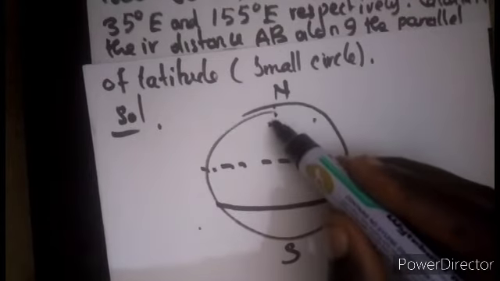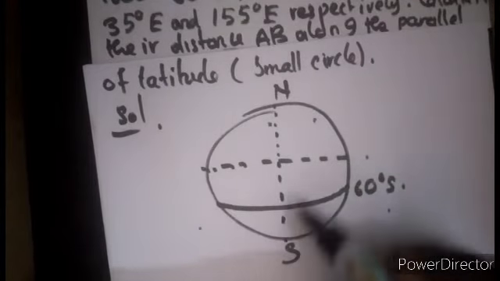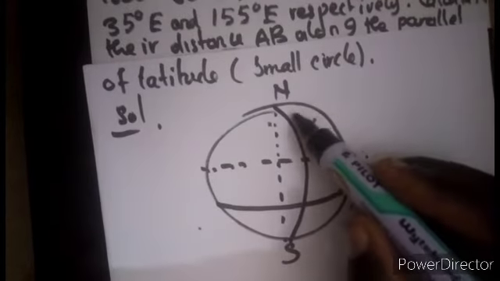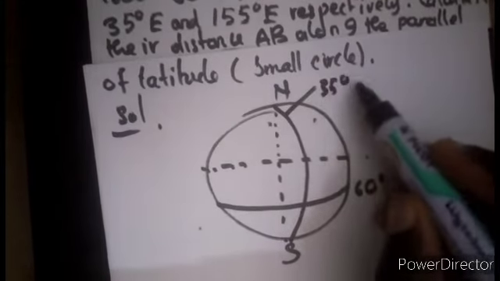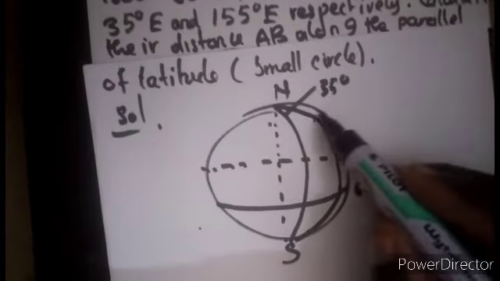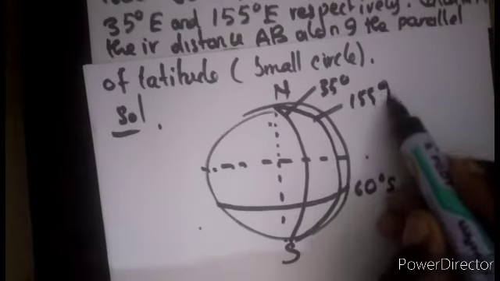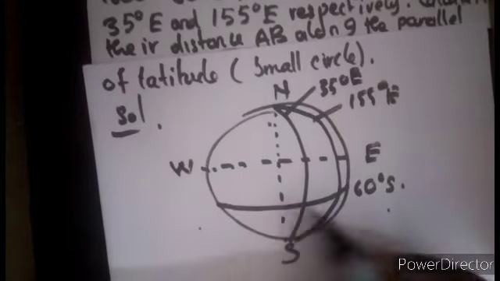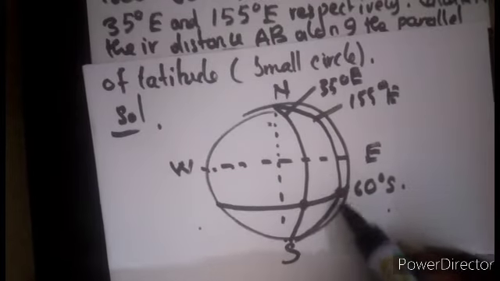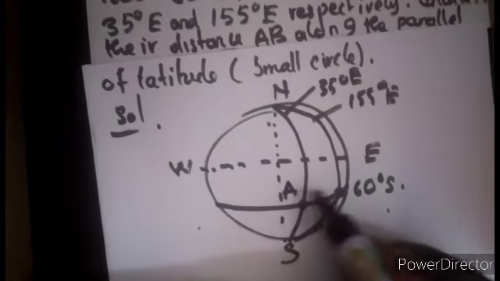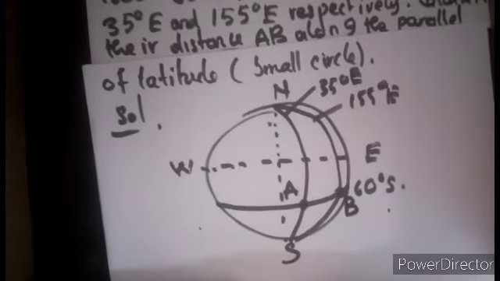They are on the longitude. This is the Greenwich. One is at 35 degrees east, so this is 35 degrees, and then let's say this other point is at 155 degrees, both in the east. So we're looking at these 2 points here. The first point is town A, this is town B.